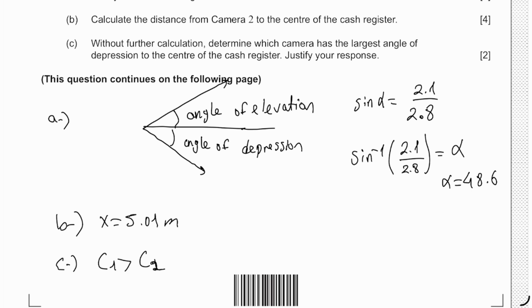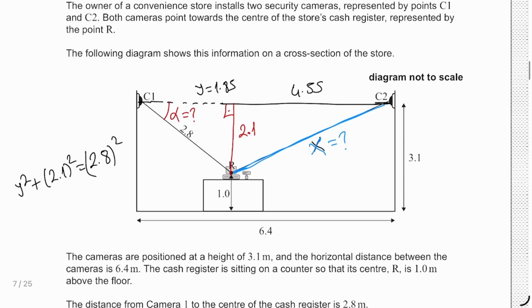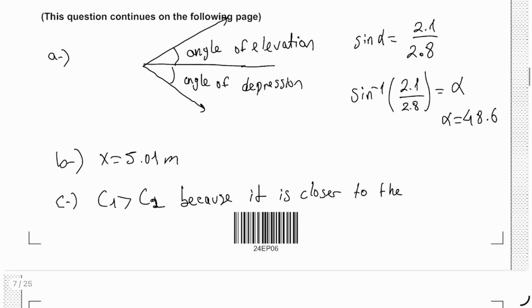C1 has the largest angle because it is closer to the cash center. That's question number 3.